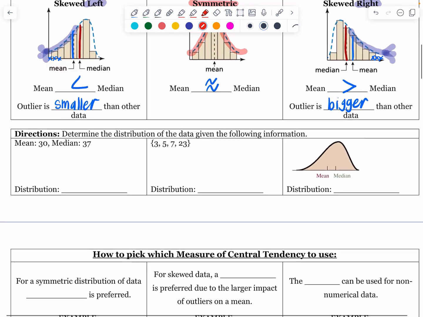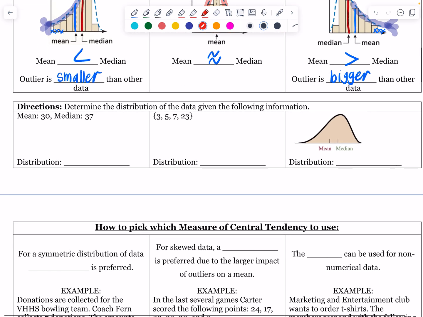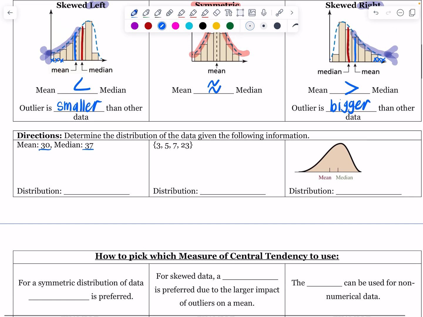All right, determine the distribution of the data given the following information. So if our mean is 30 and our median is 37, that means that our median is greater than our mean, because 37 compared to 30, 37 is greater. So that means that our mean has been pulled down by our outliers, which means that this is going to be skewed left.